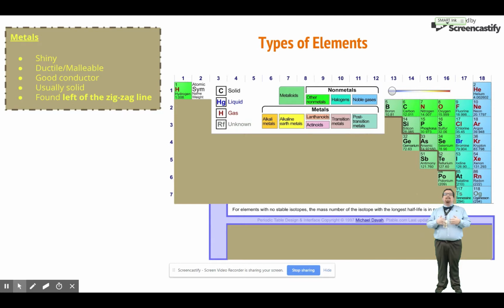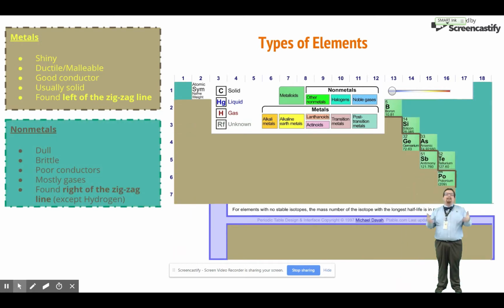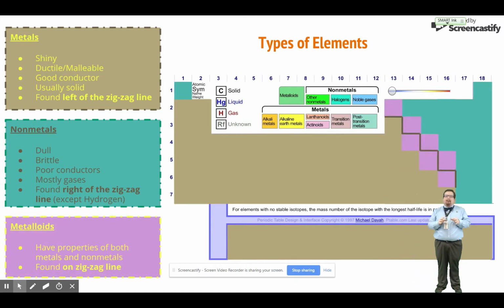The metals are usually shiny, ductile, which means you can stretch them into a thin wire, malleable, which means you can hammer them into thin sheets, and they're good conductors of electricity and heat. You can find all of the metals to the left of the zigzag line on the periodic table. Next, we have the nonmetals. This is almost everything else in the periodic table. Nonmetals are often dull, brittle, and bad conductors of heat and electricity. They're all found to the right of the zigzag line, with the exception of hydrogen, who's up here on the top left corner.